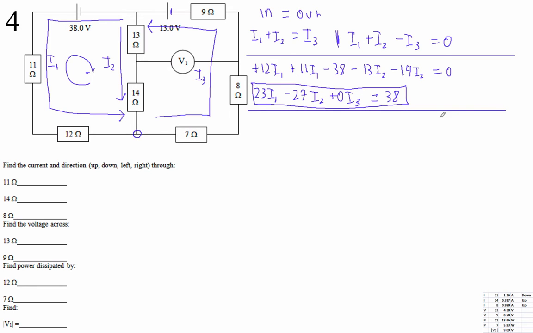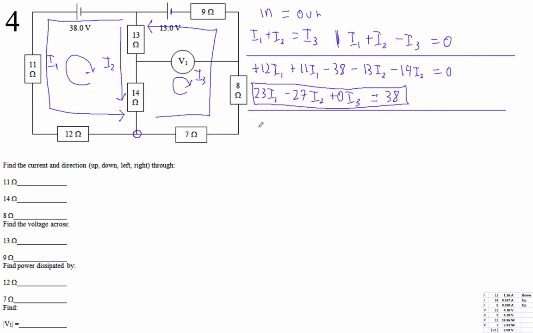Now let's do another loop here. I'm going to start at the same junction and go clockwise. So I'm going to go upstream through the 14, upstream through the 13, then the wrong way through the 13 here. Then upstream through the 9, upstream through the 8, upstream through the 7. Okay, so here we go, clockwise.